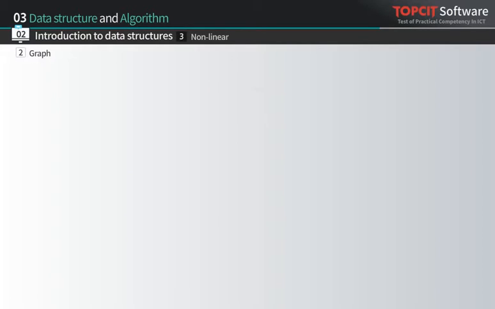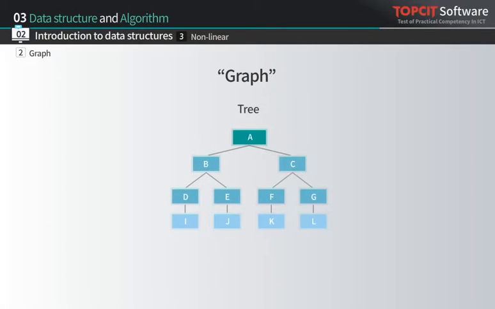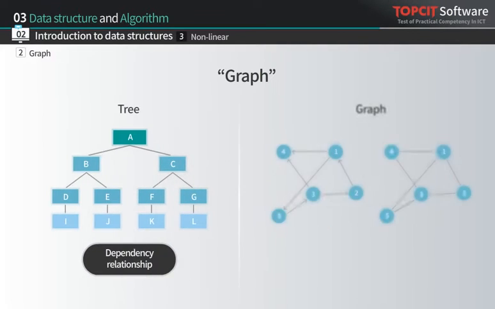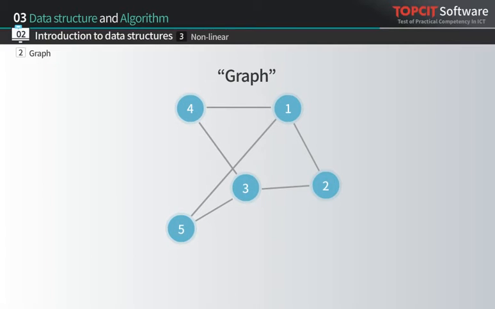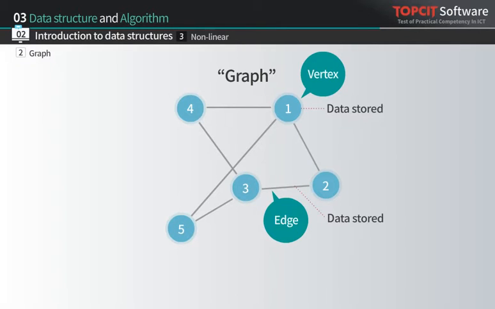Now let's take a look at the graph, which is a nonlinear data structure. The difference is that while the tree we discussed previously is a kind of directed graph and always has dependency, graphs can have a dependency relationship or a friends relationship. Take a look at the structure and relevant terms of the graph through the picture. The graph consists of vertices, also known as nodes, and edges which connect vertices. The vertex is where the data is stored, and the edge may also store data in some cases.